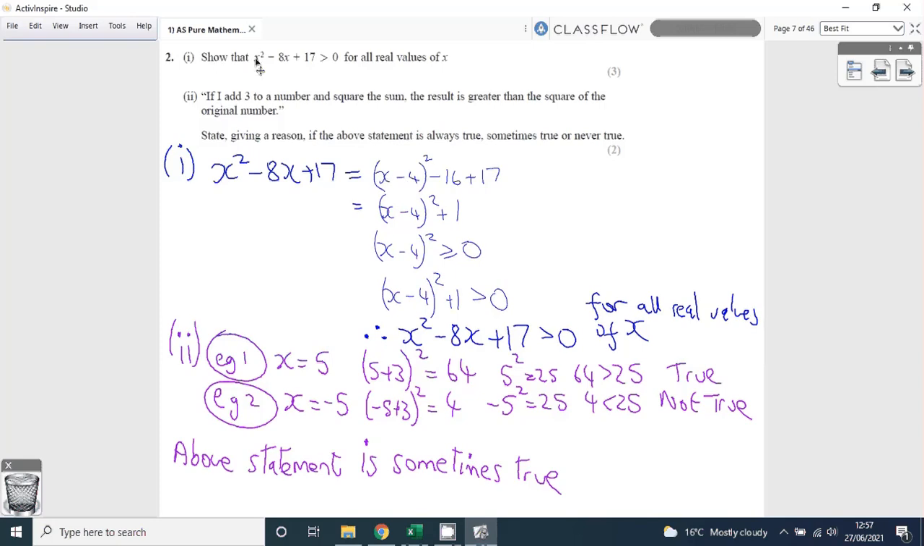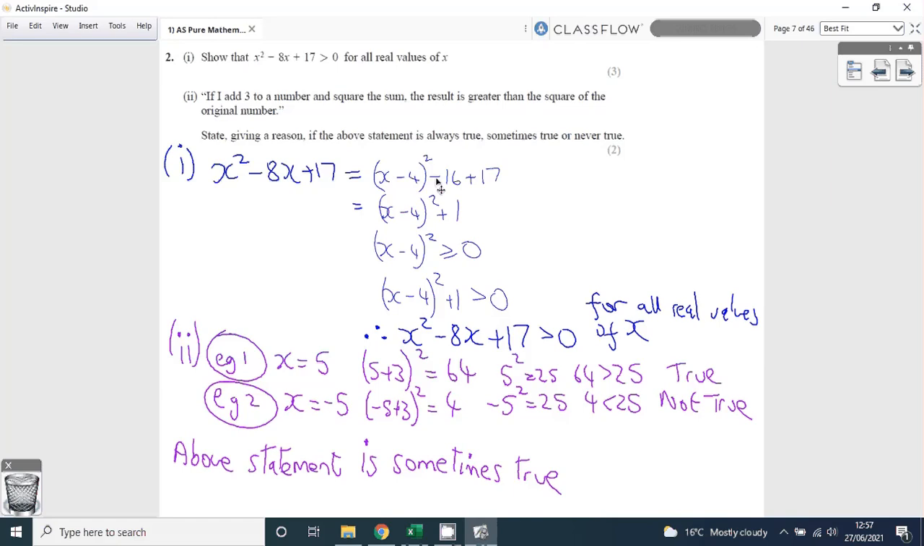But we only want the x squared minus 8x. We don't want that plus 16. So we back out that 16 with a minus 16. So basically x minus 4 all squared minus 16 is equal to x squared minus 8x. And then secondly, we add on the plus 17. We then gather up the minus 16 and plus 17 to have the plus 1.